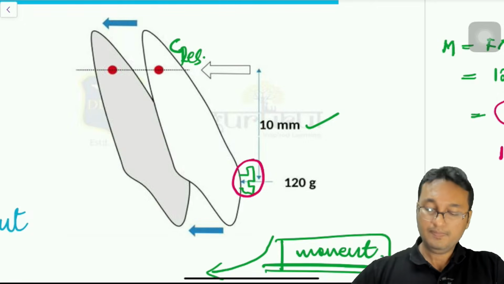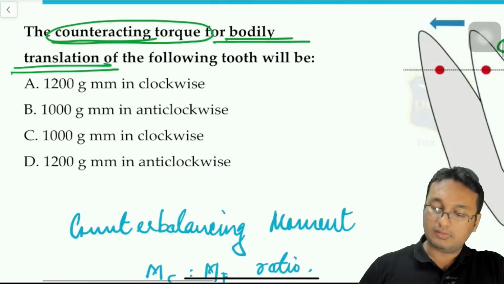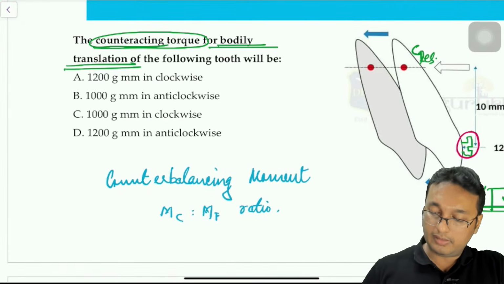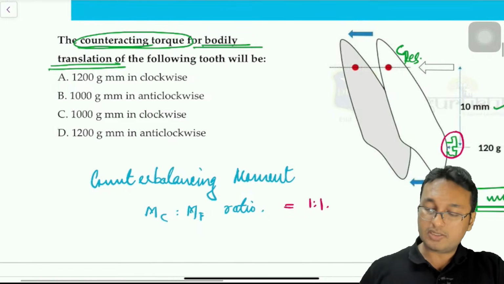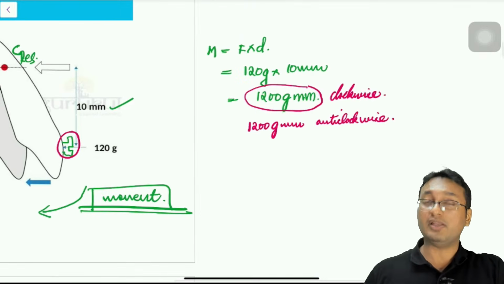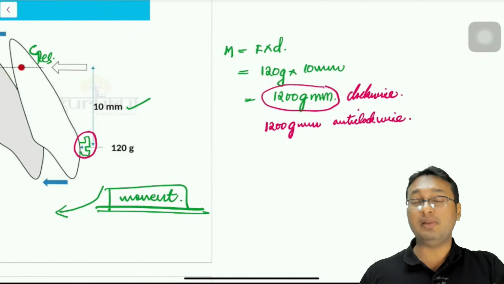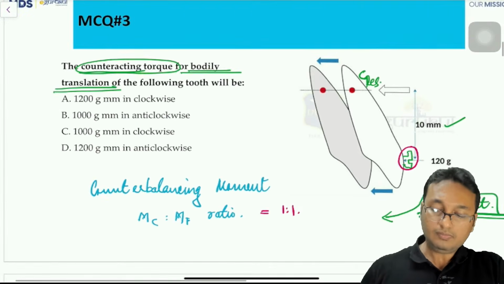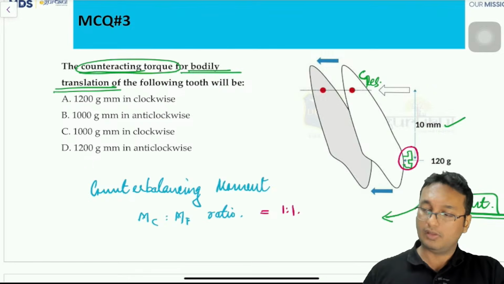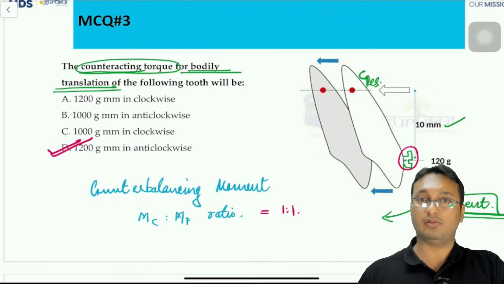Simple as that. So counterbalancing moment for bodily tooth movement should be 1:1. If the moment of force is 1200 gram millimeter clockwise, the counterbalancing moment should be 1200 gram millimeter in an anti-clockwise direction. So what should be the answer? The answer should be option D, that is 1200 gram millimeter anti-clockwise.